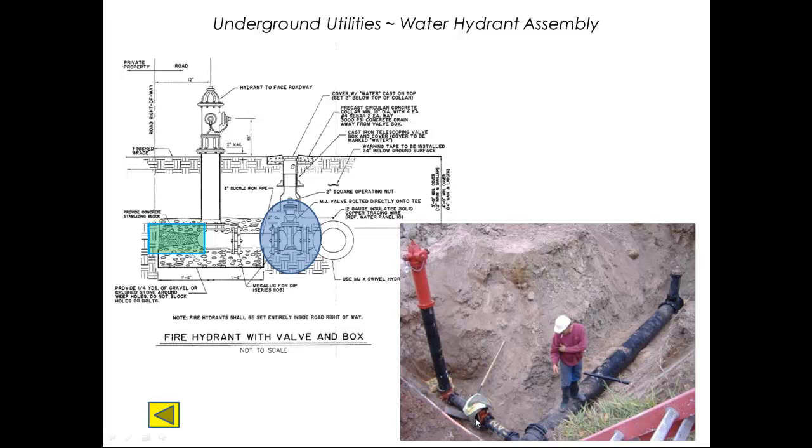And then under the guy's coat here is a gate valve, and there's also a gate valve down at this end of the line here. And at the very bottom of the picture we see the T-fitting where the hydrant line then branches off the main line.